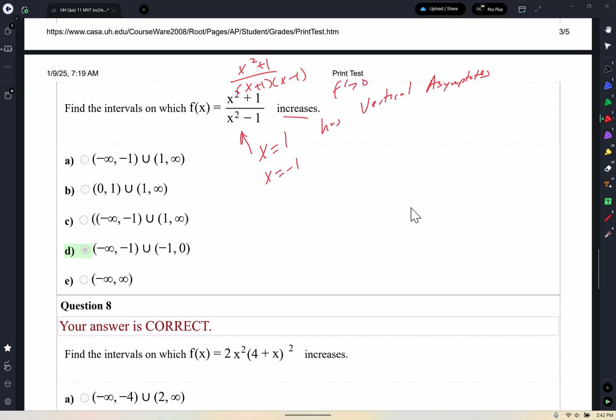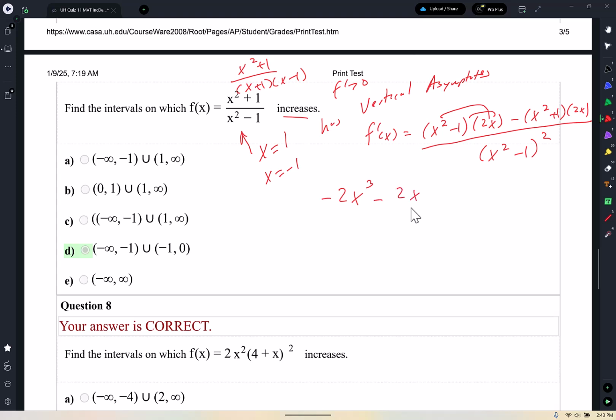Okay, here we go. Increases, f prime positive. I have to do quotient rule. Bottom times derivative of the top, minus top times derivative of the bottom, all over bottom squared. We don't care about the denominator because the denominator is going to be positive always, besides the -1 and 1. But those aren't critical numbers. Those are vertical asymptotes. We focus on the numerator. Let's distribute this. So -2x cubed minus 2x minus 2x cubed minus 2x.